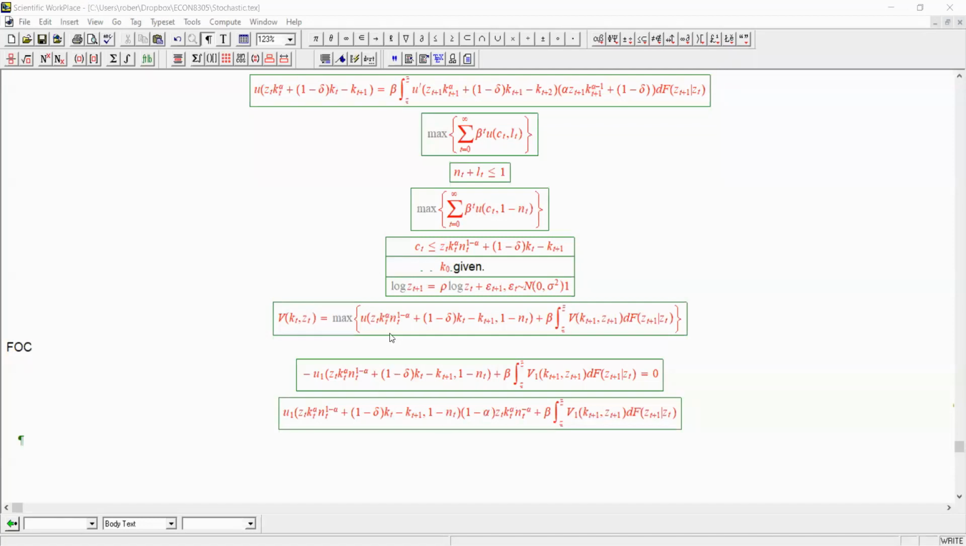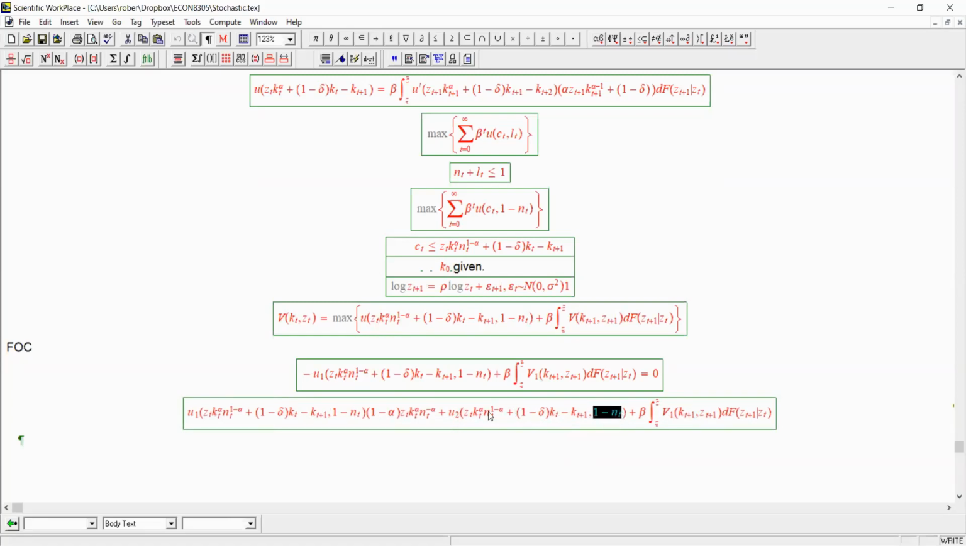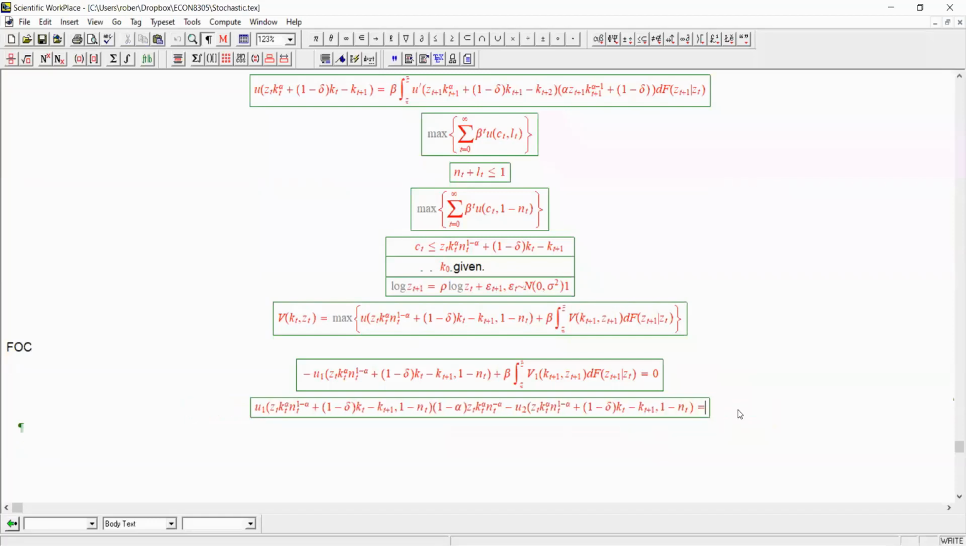Next, we have to take the derivative of the utility function with respect to its second argument, because labor shows up there as well. Of course, that means we have the derivative of u with respect to its second argument here, times the derivative of what's in here with respect to n, which of course is -1. And finally, we need to take the derivative of this with respect to labor, and of course that's 0. And the whole expression must equal 0.